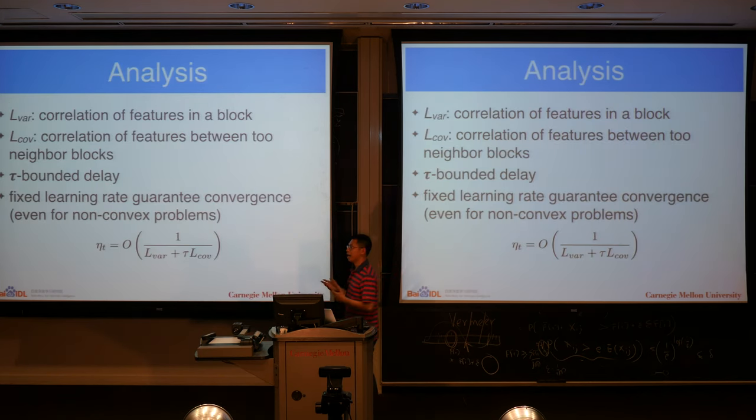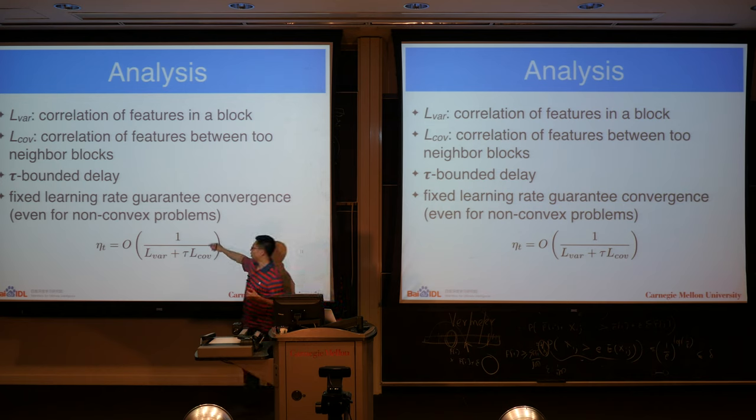How do we analyze this relaxed consistency model? Intuitively, three things matter. One is how the features within a block are related. The second is how two sequentially updated blocks are related. The third is how much delay you allow. Given these three numbers, we can choose the learning rate, which is 1 divided by the variance within a block, the variance between blocks, times the maximum delay you can have. So if both are quite related and you allow a lot of delay, you need a very small learning rate so that you can converge.